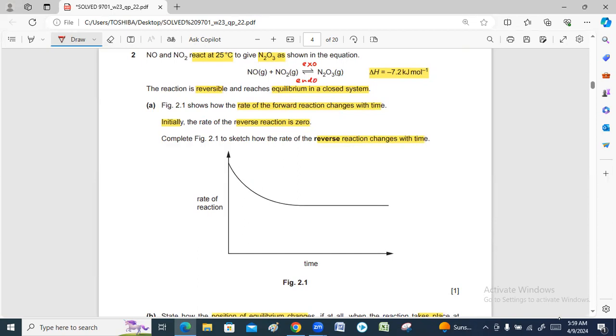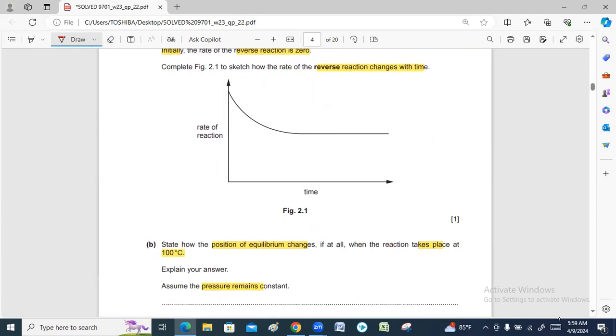The reaction is reversible, and the reaction equilibrium is a closed system, so show how the rate of the forward reaction changes with time. Initially, the rate of the reverse reaction is 0. Complete figure 2.1 to sketch how the rate of the reverse reaction changes with time.